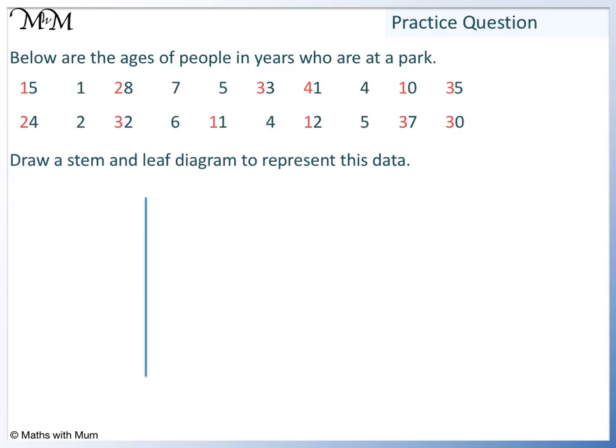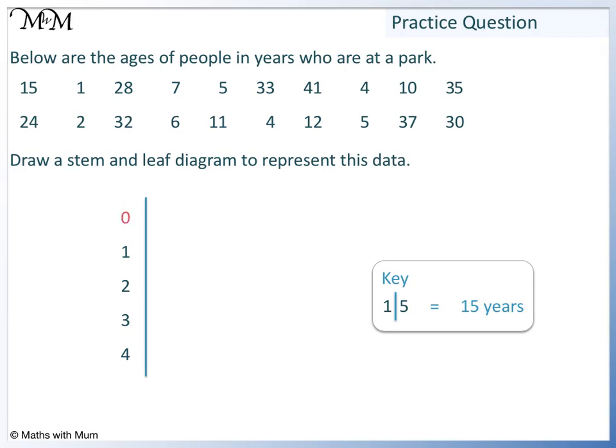These numbers have no tens digit, so we write 0. The stems range from 0 to 4. To represent the number 15, we would write 1 line 5, which equals 15 years. And we would write the 5 next to the 1. Make sure you have written a key. It doesn't matter which numbers you use as long as they show tens and units.